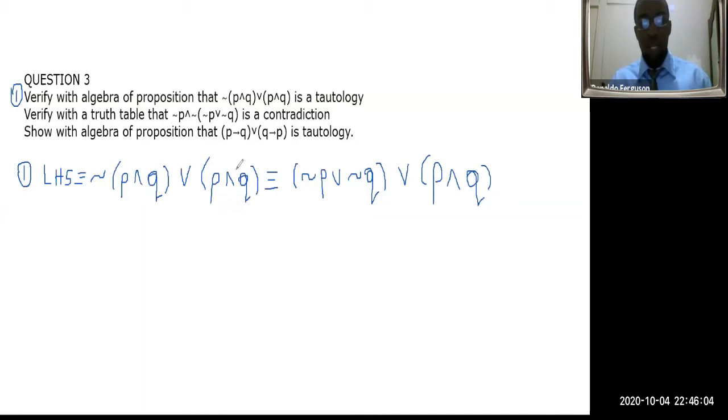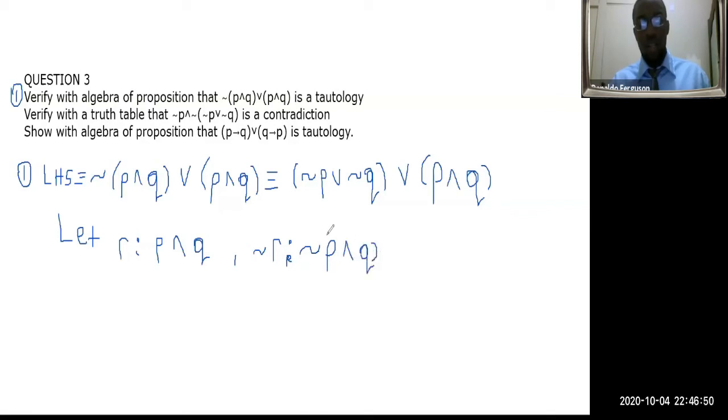If I were to let P and Q be represented by a third variable R, so let R stand for P and Q, right? If R stands for P and Q, then not R is going to be the negation of P and Q. We agree with that, right? Yes. Not R is the negation of P and Q.